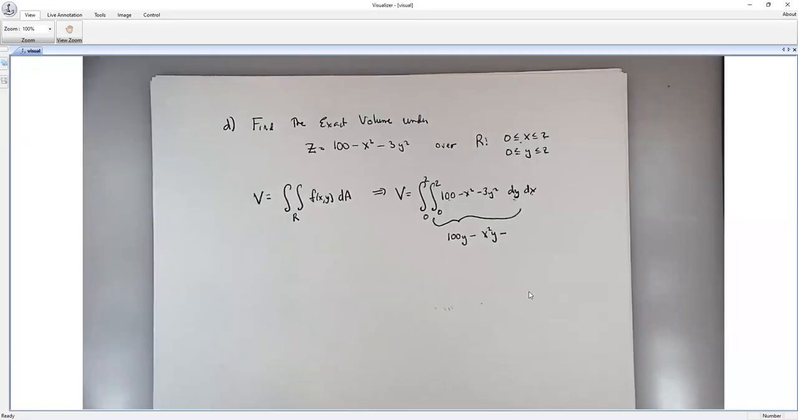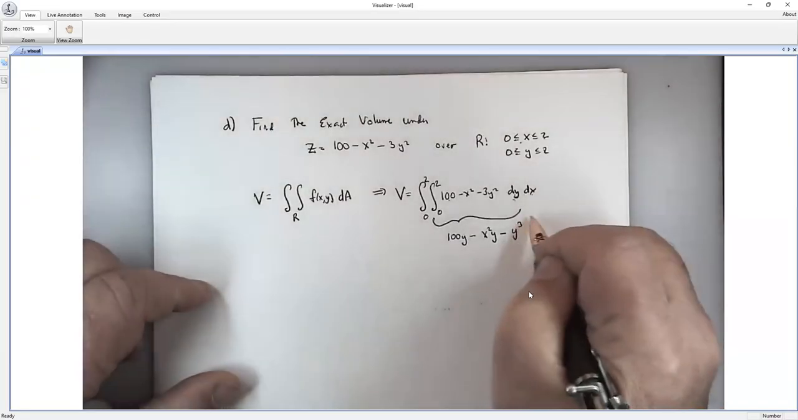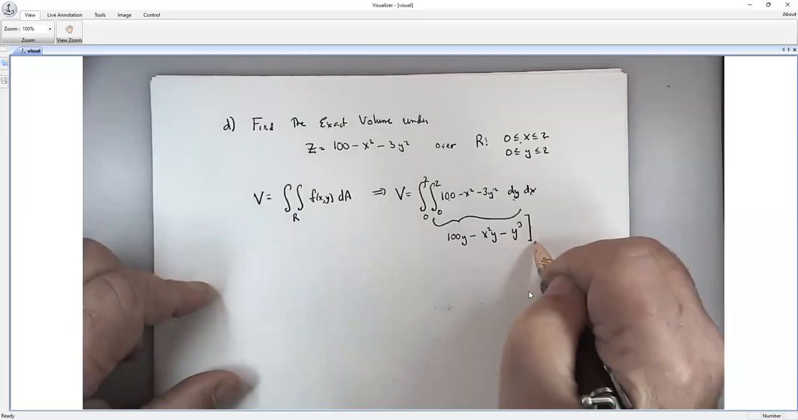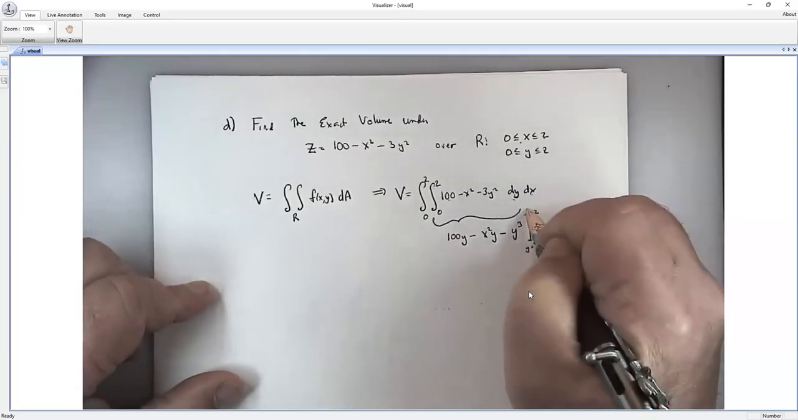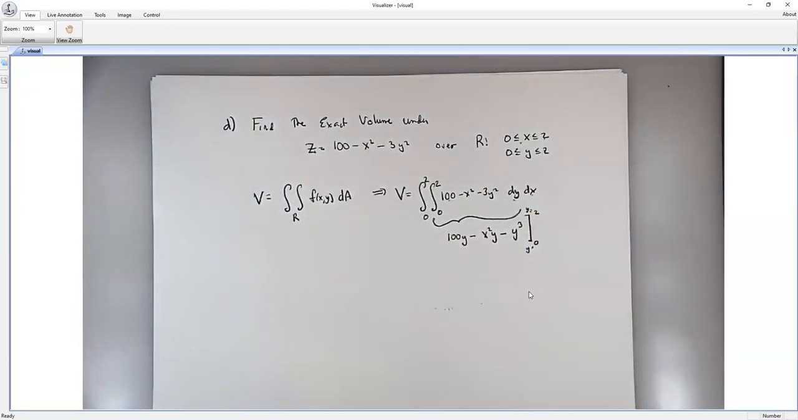So the integral of 3y squared is y cubed. And then I put my bounds on this thing from 0 to 2. Remind yourself, this is y going from 0 to y going to 2. Now we use the original fundamental theorem of calculus: plug in top minus plug in bottom.